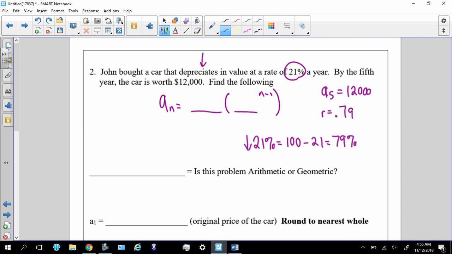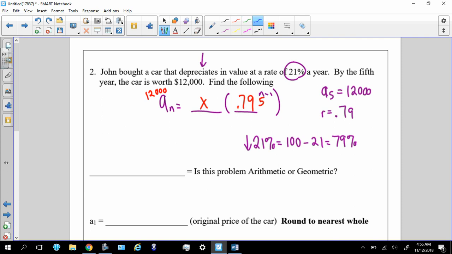Now again, this is almost identical to the one that we just did. So from here, we already know what our R is, which is 0.79. What we don't know is what our first term is. All right, so I'm going to put a 5 right here. I'm going to put 12,000 right here.